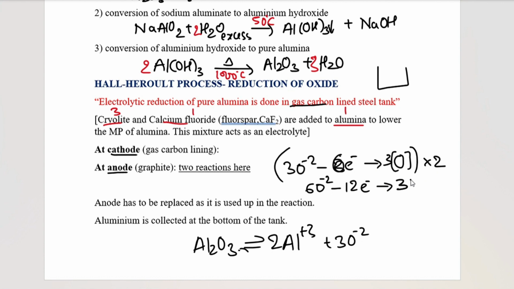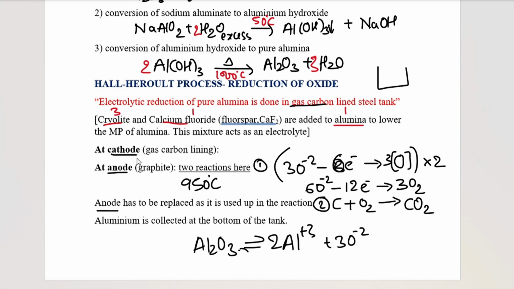6 oxygen atoms are nothing but 3O2. But what is acting as the anode? Graphite, and the temperature we are maintaining is around 950 degrees Celsius. So this oxygen will react with graphite. Graphite is carbon, which reacts with oxygen and forms carbon dioxide. So these are the two reactions happening. Because the graphite is consumed here, you have to keep replacing the anode from time to time.